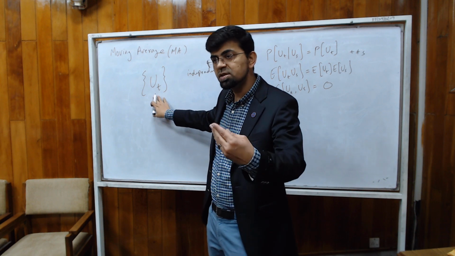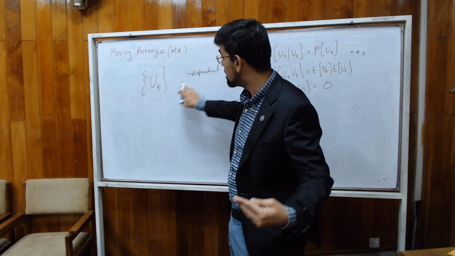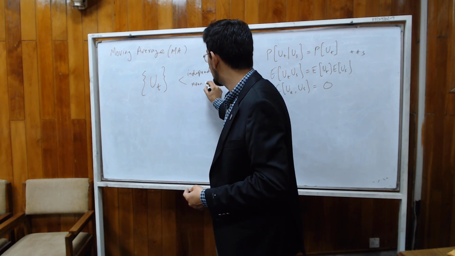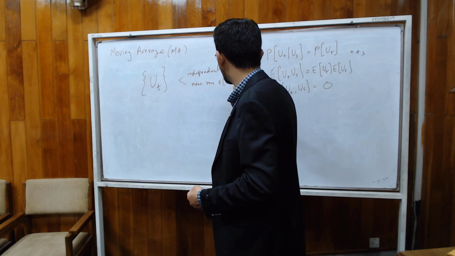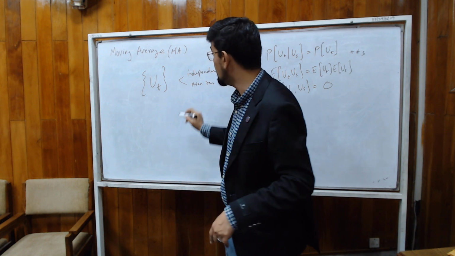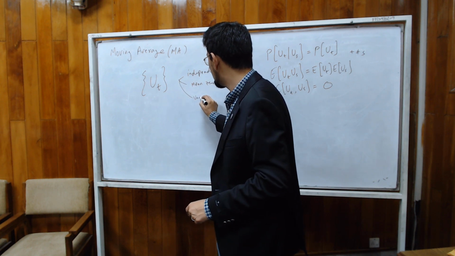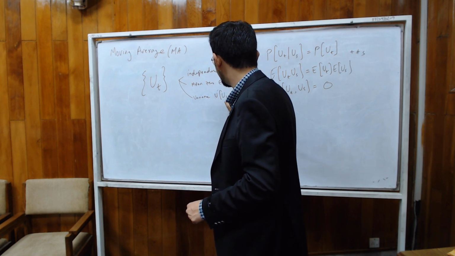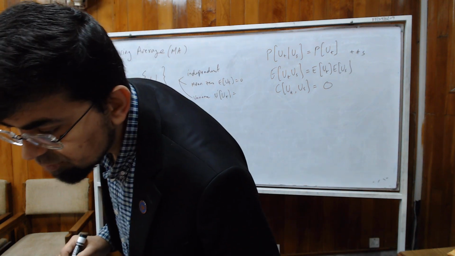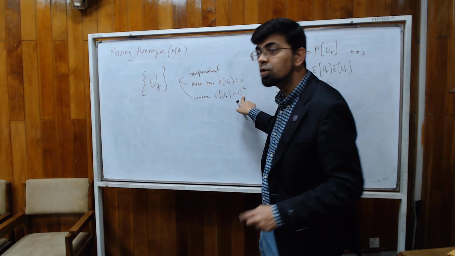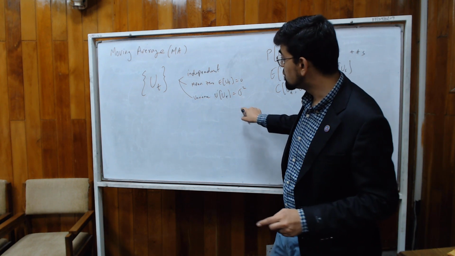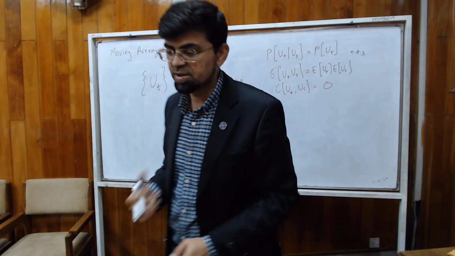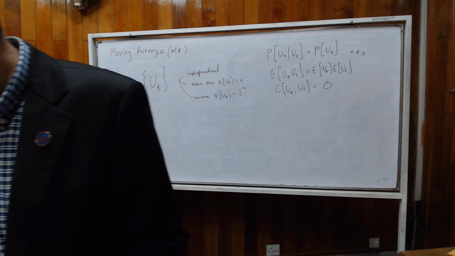Assume that you have a sequence of random variables which are independent of each other. Each has mean 0, so E[ut] equals 0 for all t, and each has fixed variance, that is V of ut is, let's say, a fixed one, sigma square. Notice no t here. So this is the assumption we start with to form our moving average process.